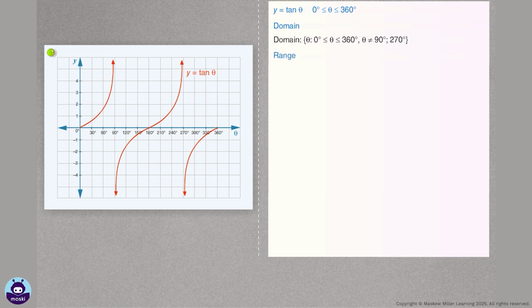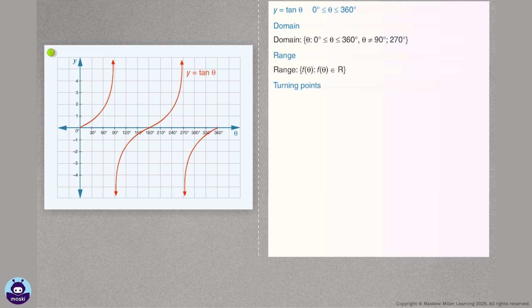Range. The range of the function is the set of all possible y values of the function. Notice that y can take all real number values, since the graph is not bounded but open and discontinuous. Thus the range of the function can be given as range: f of theta such that f of theta is any real number.